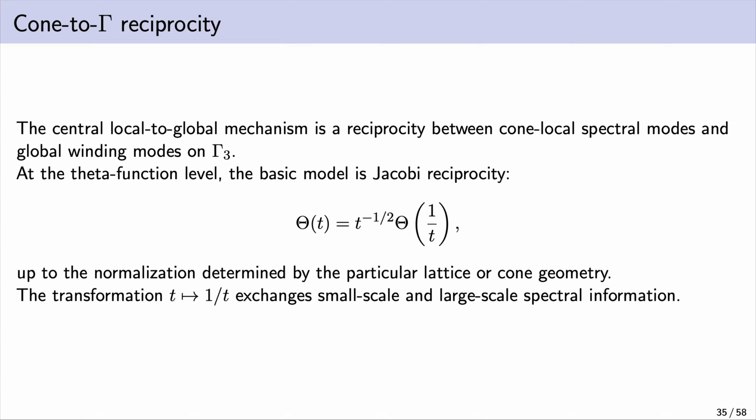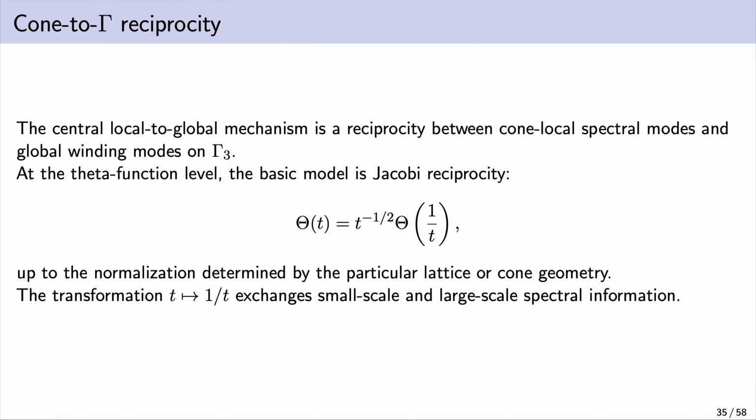So then we do cone to gamma reciprocity. The central local to global mechanism is this ability to convert between cone local spectral modes and global winding modes on gamma. So at the theta function level, you can write this down as the following.